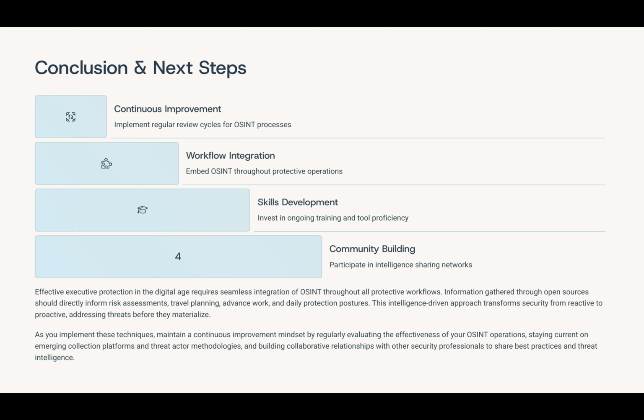Finally, remember that executive protection doesn't operate in a vacuum. Building connections with other intelligence professionals through sharing networks will help you stay ahead of threat actors and benefit from collective insights and best practices. By embracing a mindset of continuous learning and collaboration, while embedding OSINT across your operations, you'll position yourself to anticipate threats rather than simply respond to them, elevating your overall standard of executive protection.